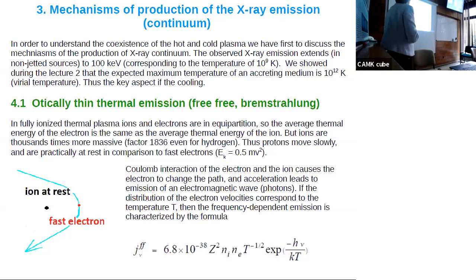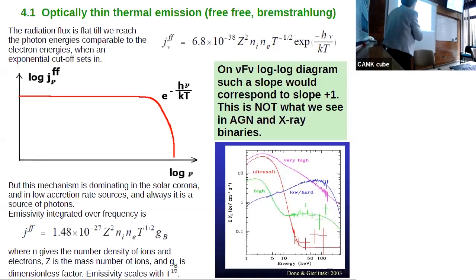Of course, you need some hot plasma, because if you don't have hot plasma, you do not expect X-ray emission. And in the case of the solar corona, you know that the temperature is something like 1 to 2 million kelvins. On the other hand, when you look here at this plot, you see that this emission more or less goes to 100 keV, which corresponds to 10 to the 9 kelvins.